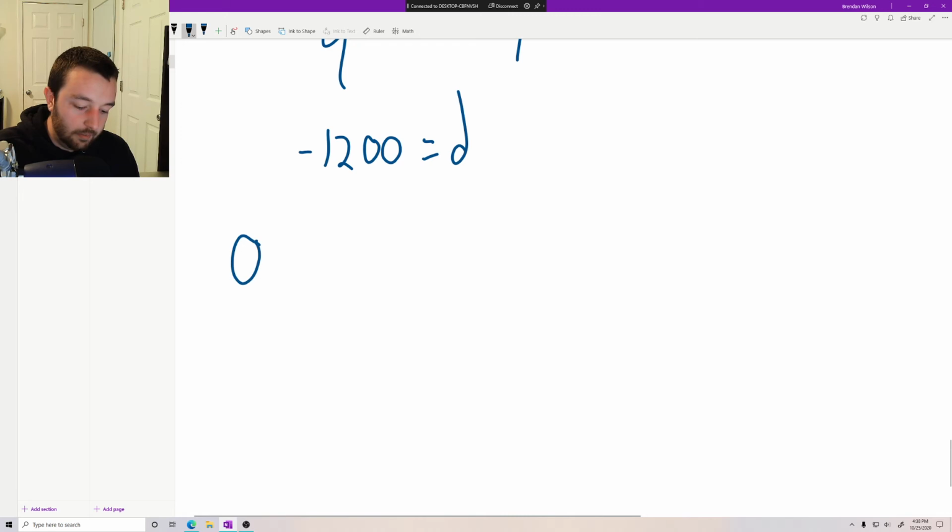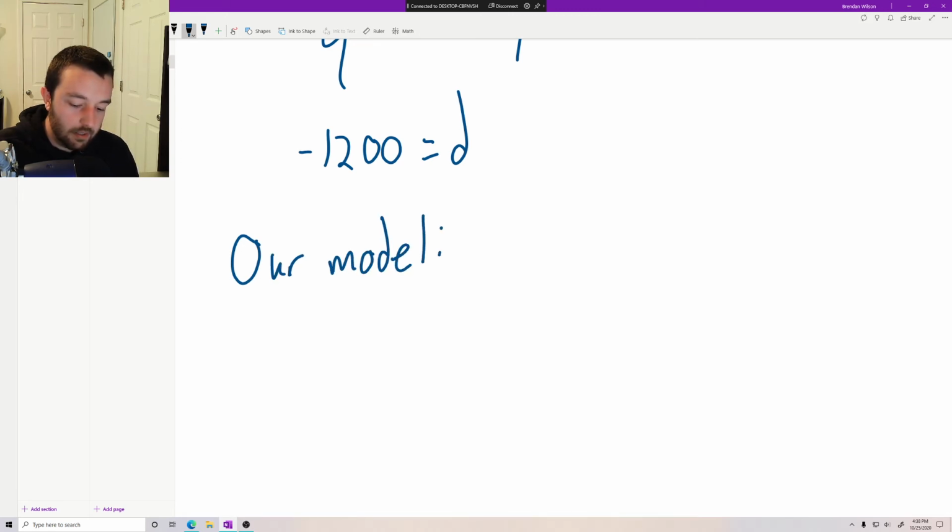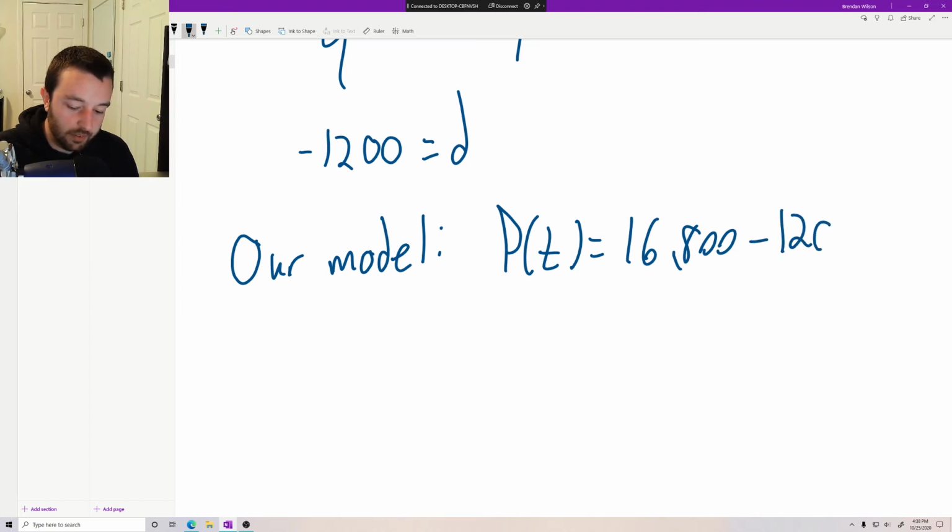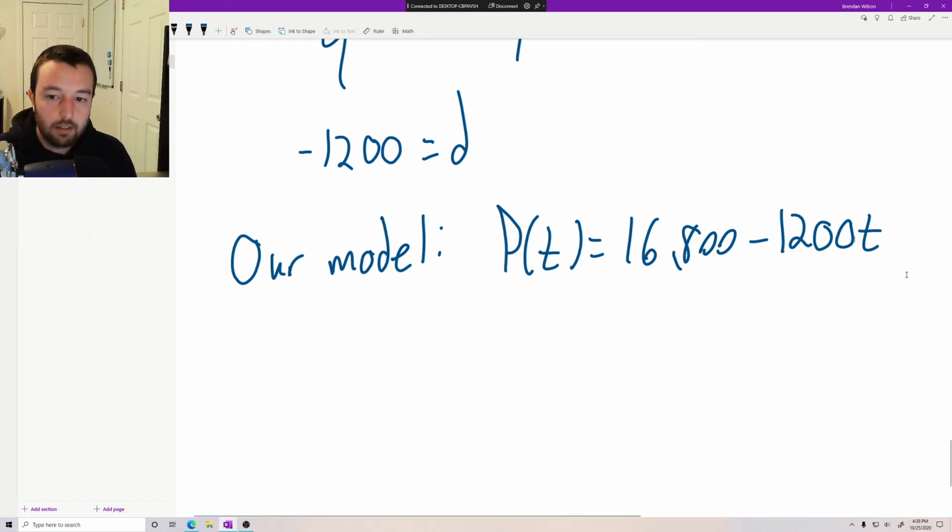So our model is P of t equals 16,800 minus 1,200 times t. So in our final model, t and P of t are our two variables. They're the two things that aren't numbers. 16,800 will always be there, and the negative 1,200 will always be there.